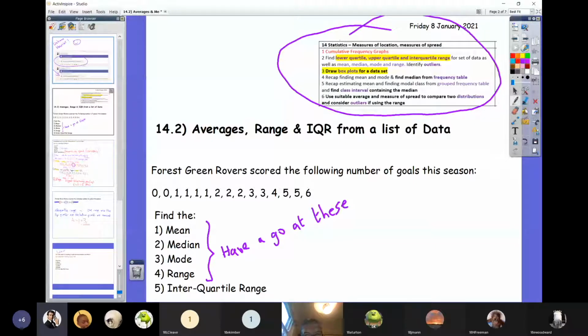So remember, the mean is what you get when you add them all up and divide by the number of numbers. The median is the middle one. The mode is which number crops up most often. And the range is the biggest, take away the smallest. Now the first three are the three different types of average, and range is a measure of spread. It's a measure of how much they're spread out.